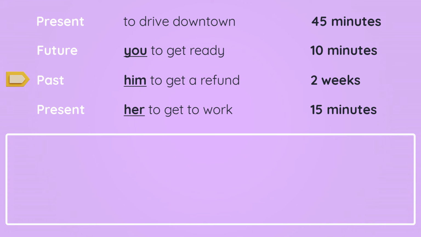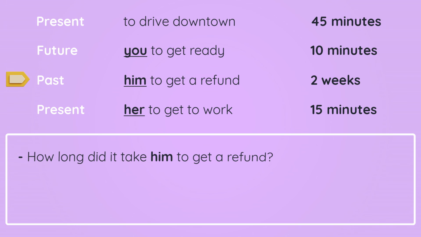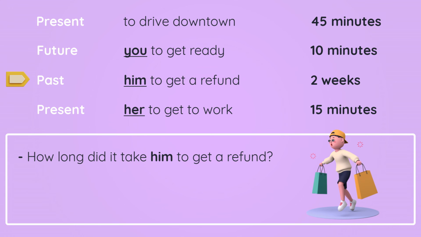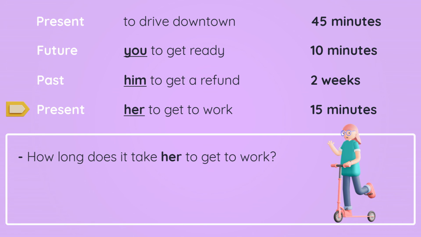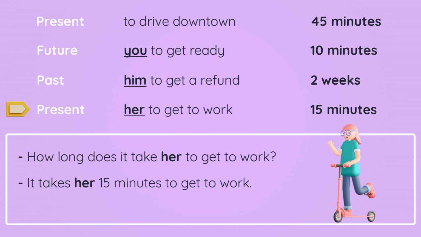Next, if we are asking the question in the past, how long did it take him to get a refund? The answer, it took him 2 weeks to get a refund. And the last one in the present tense, how long does it take her to get to work? Okay? How long does it take her to get to work? Good. The answer is, it takes her 15 minutes. It takes her 15 minutes to get to work.